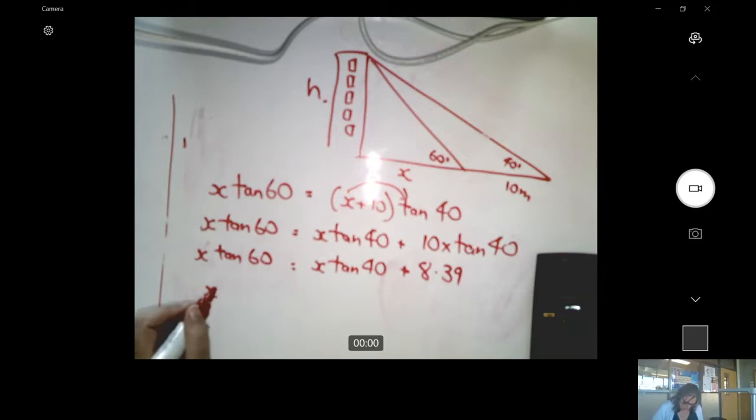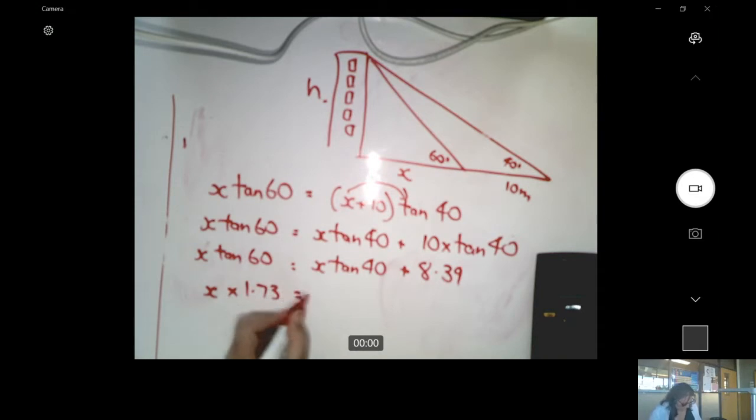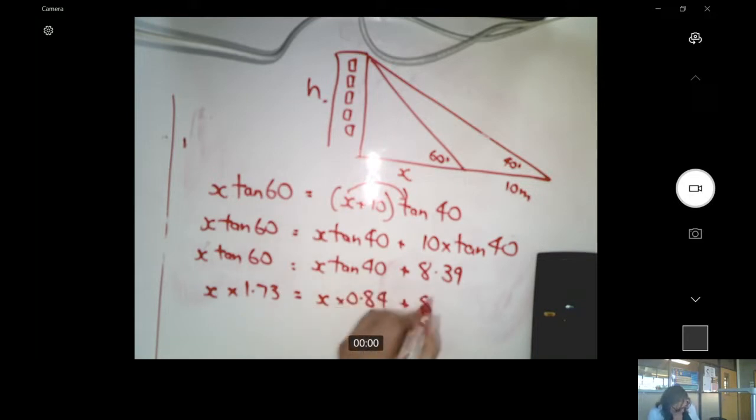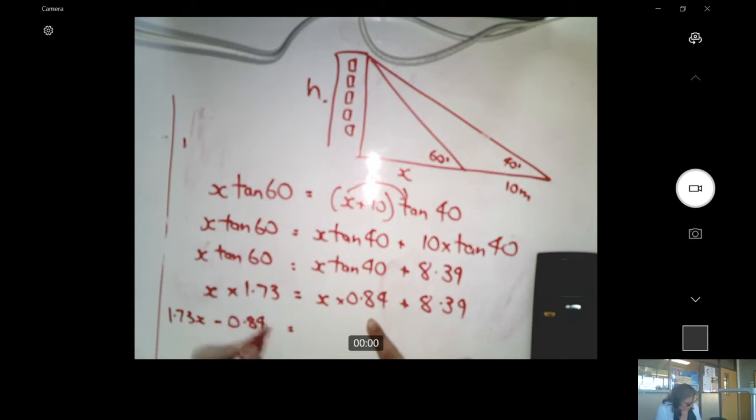Just putting it into my calculator, tan 60 equals 1.73 and tan 40 equals 0.84. Okay, so now we need to get like terms on the same side. So this has become 1.73x. I'm going to subtract this from this side. So take away 0.84x equals 8.39.